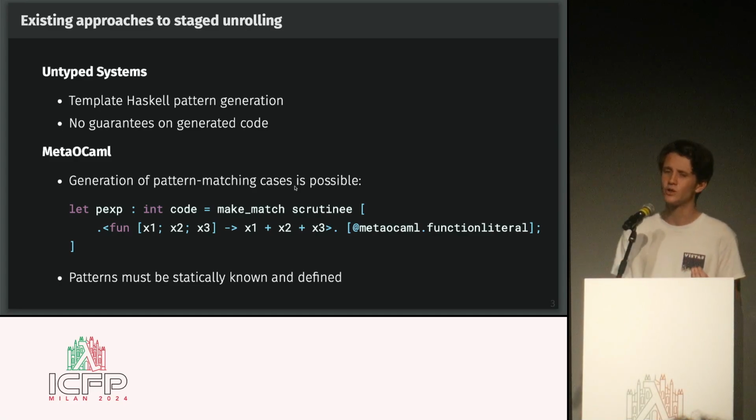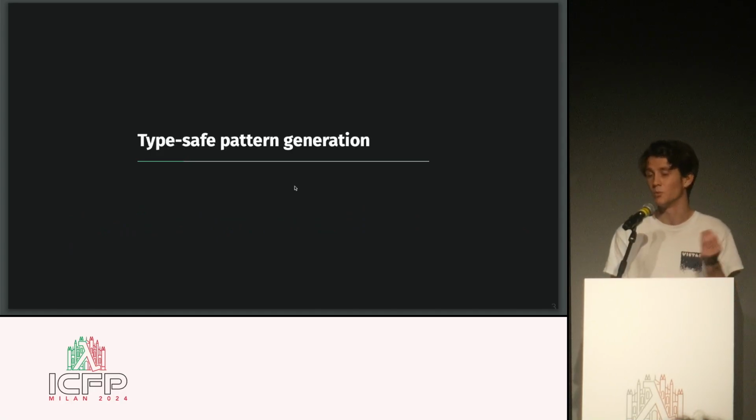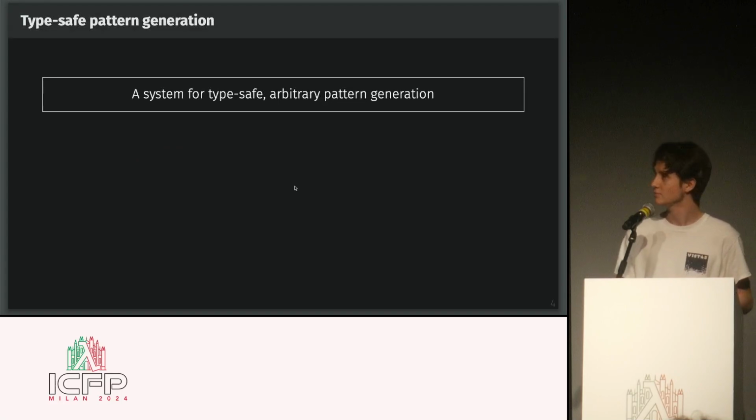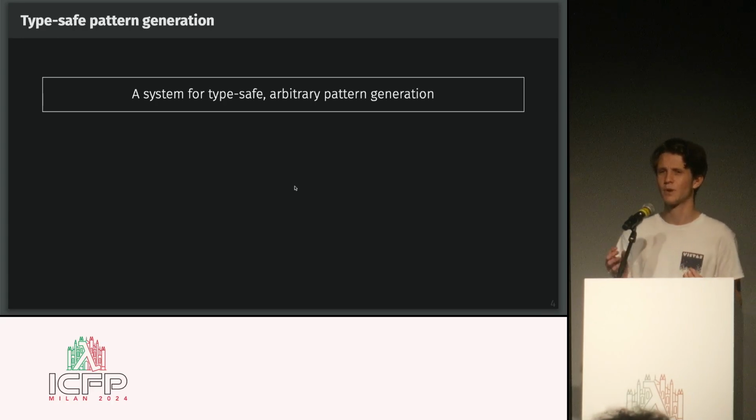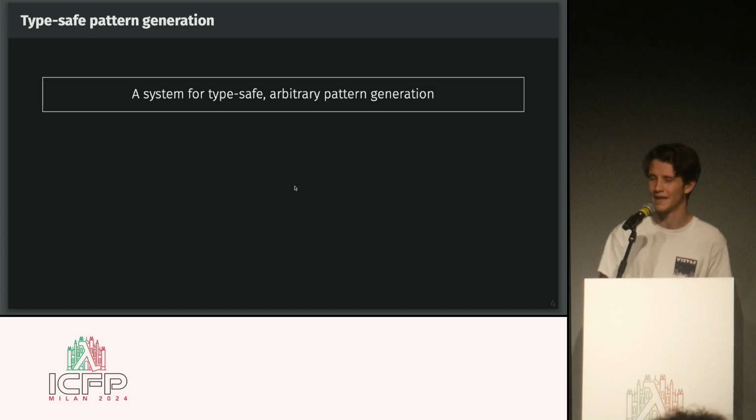So what we're really looking for is a more powerful way to build up patterns and pattern matching expressions in metaprogramming. And that's precisely what we set out to do with this work. We want a system in which we can, in a type-safe way, build up arbitrary patterns. And we want to do this by having a much more modular approach to building up patterns and bodies. I'll touch on exactly what I mean by that later.